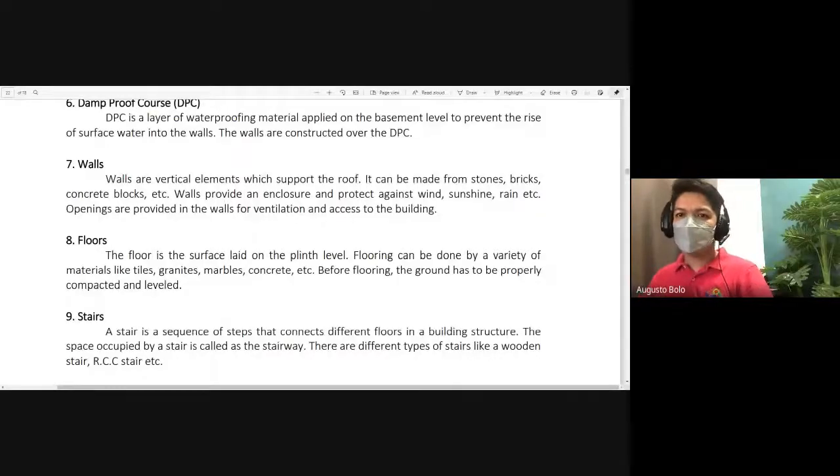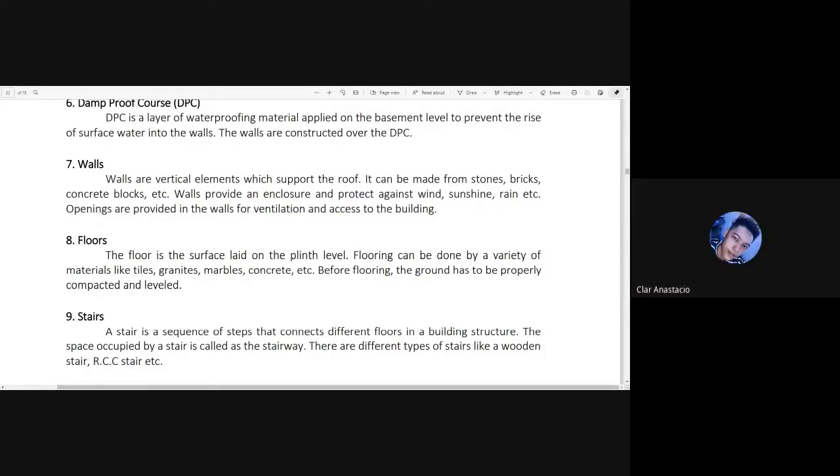Walls. Clar Anastasio, kindly read. Walls are vertical elements which support the roof. It can be made from stones, bricks, concrete blocks, etc. Walls provide an enclosure and protect against wind, sunshine, rain, etc. Openings are provided in the walls for ventilation, exit, and access to the building.